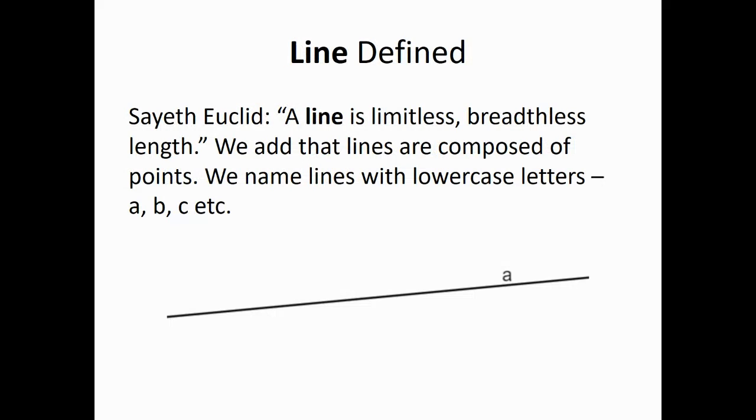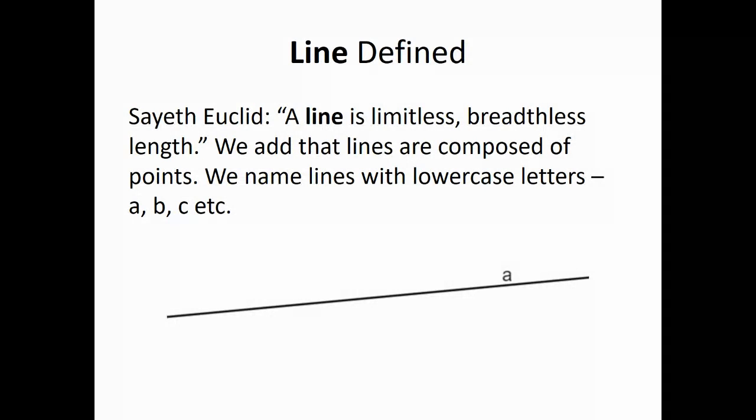All right, so the next kind of object that we need to define is a line. What Euclid said about lines is that they are limitless, breadthless, length. Limitless means, of course, that they go on forever in each of 2 directions. Breadthless means that they extend only, like you see in the diagram below, left, right. They don't also extend, say, up, down. That is, they're one-dimensional objects.